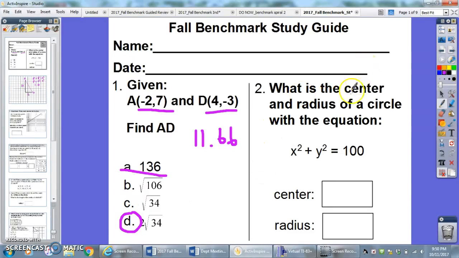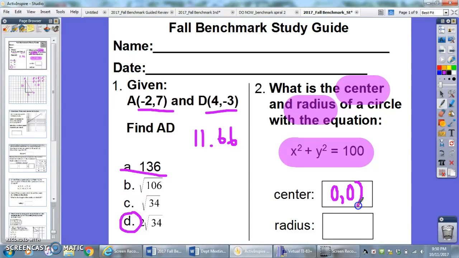Alright, number 2, what is the center and the radius of a circle with the equation x squared plus y squared equals 100? Okay, so I know that my center comes from the values here and here. Either they're in parentheses, or sometimes you might just have the variable x and y. And when that happens, it's a 0 and a 0. So my center is at 0, comma, 0 at the origin.